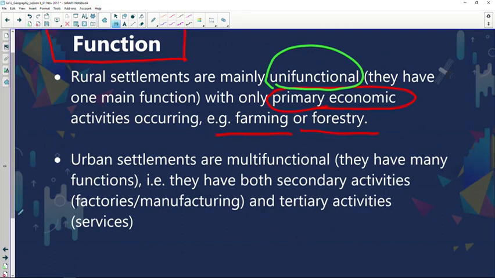It's got more economic activities. Urban settlements, for instance, Johannesburg, has got many secondary activities. Manufacturing of steel, processing of food, factories developing material, and tertiary activities that provide services and selling the product. Whereas rural areas only focus on the primary activity.